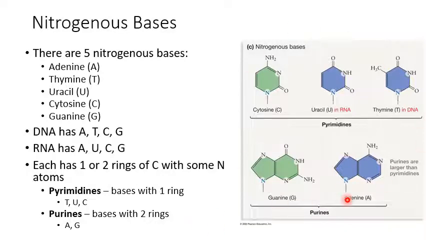And you can see them in this diagram here. On the top we have the pyrimidines, cytosine for DNA and RNA, uracil just for RNA, and thymine just for DNA. And then on the bottom you have the purines with their 2 rings, guanine and adenine, which would both be for DNA and RNA. So these rings are made out of carbon, but you can see at certain points there's nitrogen atoms inserted in there instead.